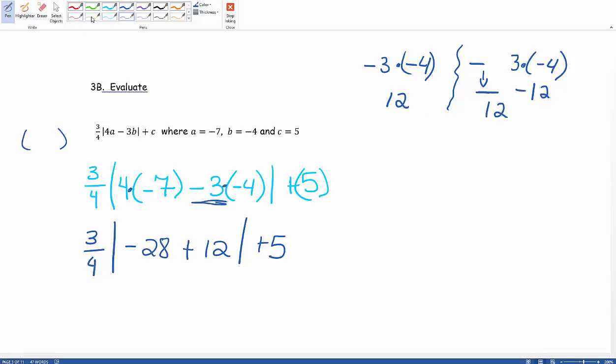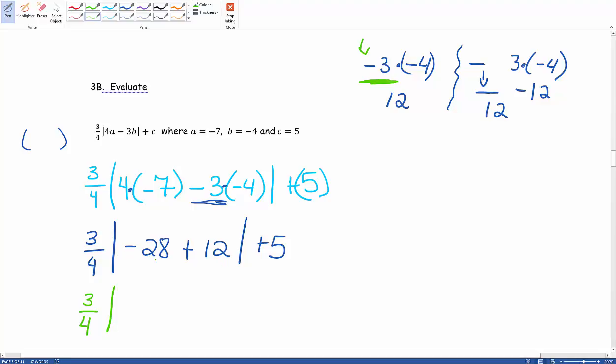From my experience in working with my guys, they think it's usually easier just to have that -3 times -4, giving that +12. There's less confusion with the signs, so that's usually why they attach that subtraction symbol with the number right next to it. So moving forward, we end up with 3/4 times the absolute value of -28 plus 12.